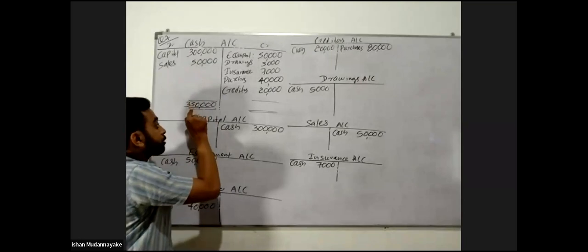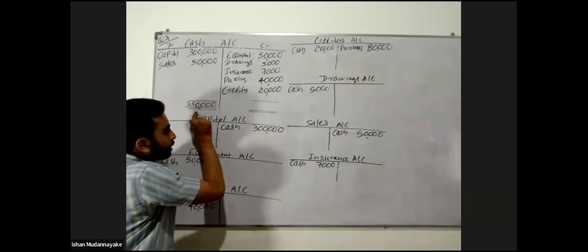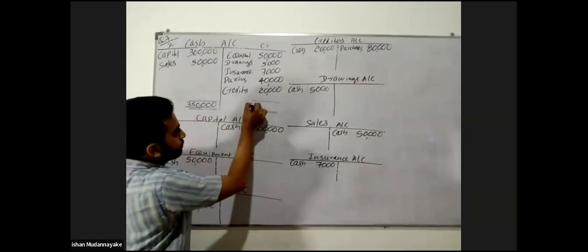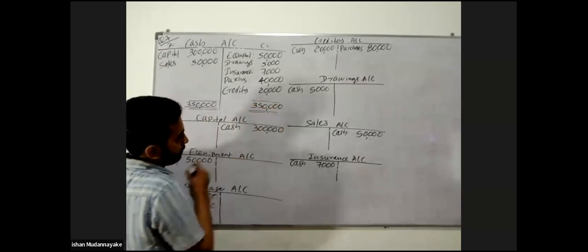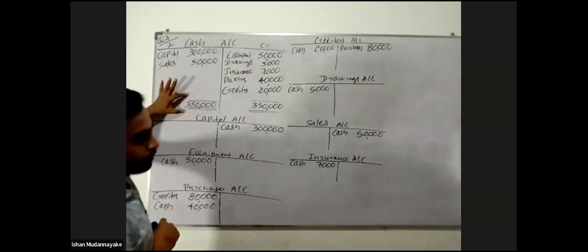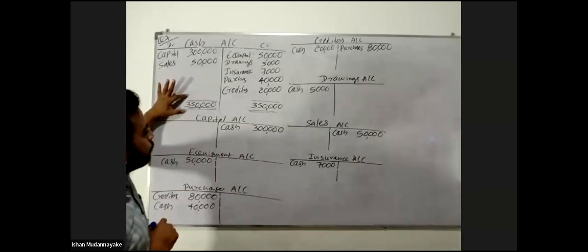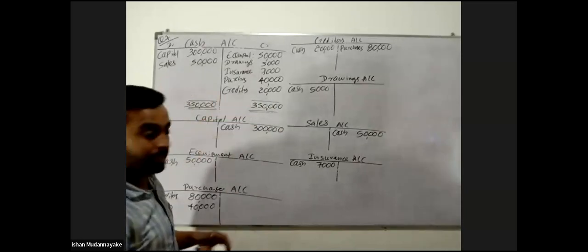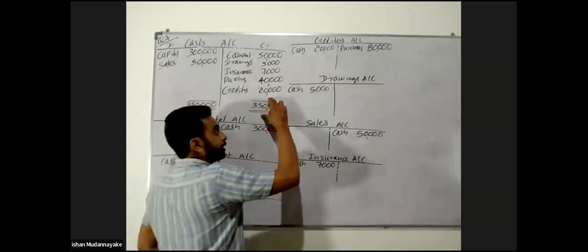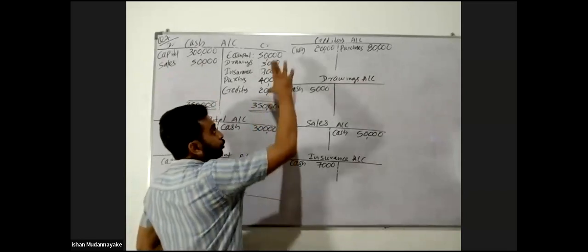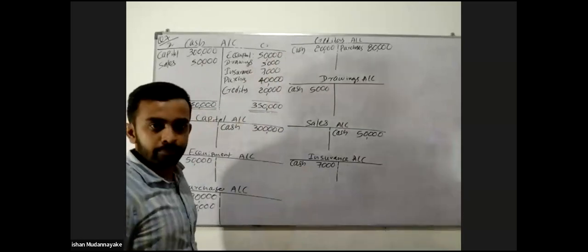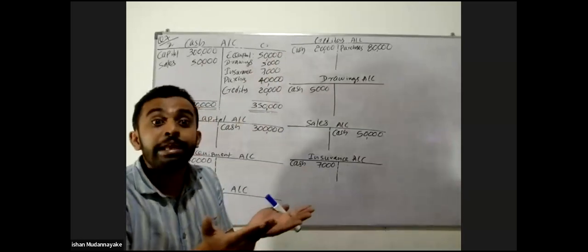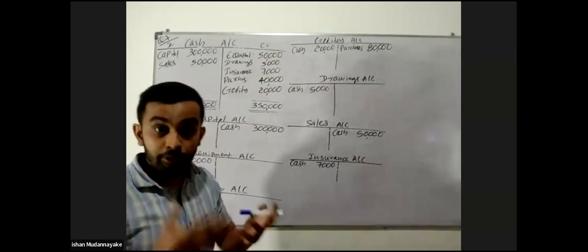And then transfer the debit side total amount to the credit side. Debit side total amount 350,000, and transfer that amount to the credit side. Then from this 350,000, you need to deduct the total amount of the credit side. Then you can calculate the remaining cash balance of the business.